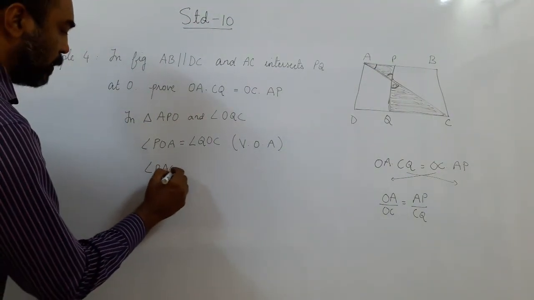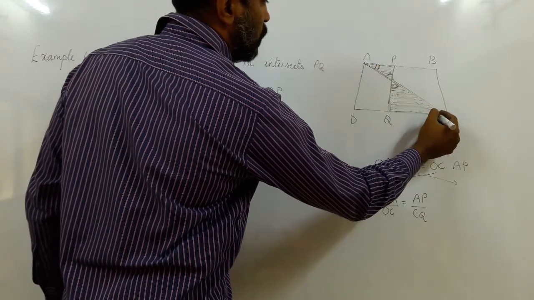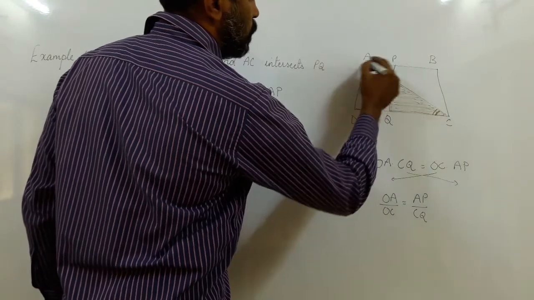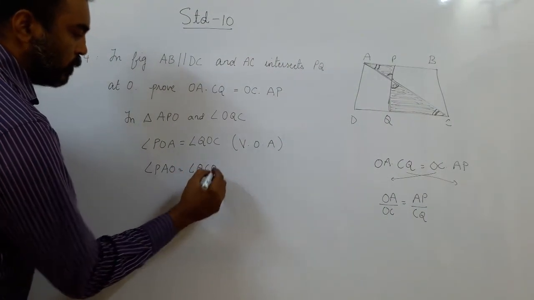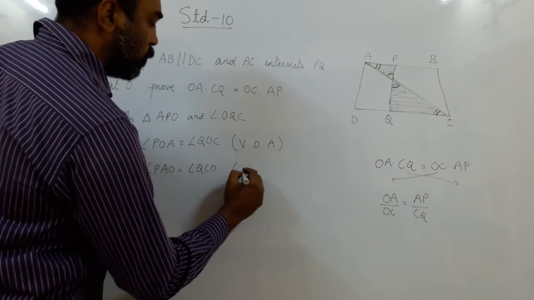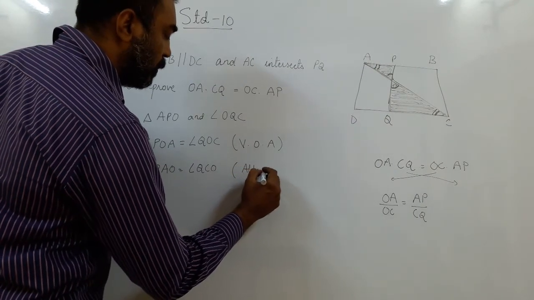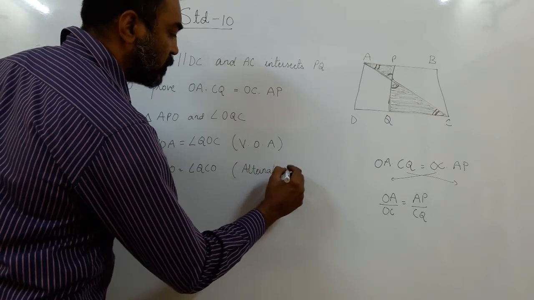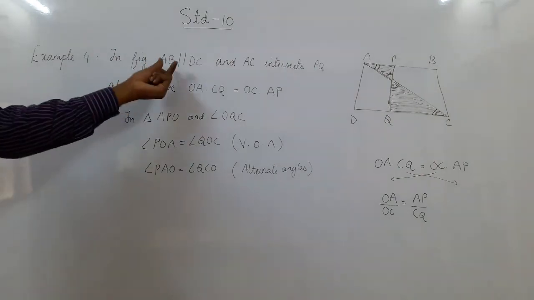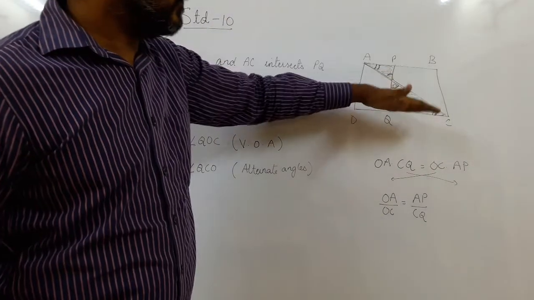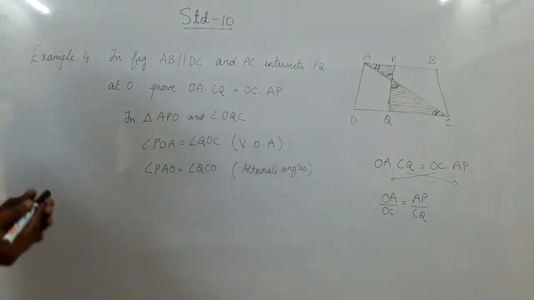Also, angle PAO equal to angle QCO. And why are they equal? Because we are given, or we can write alternate angles. If you see the first condition we were given, AB is parallel to DC, AC is the transversal. So these two angles are equal because they are alternate angles.